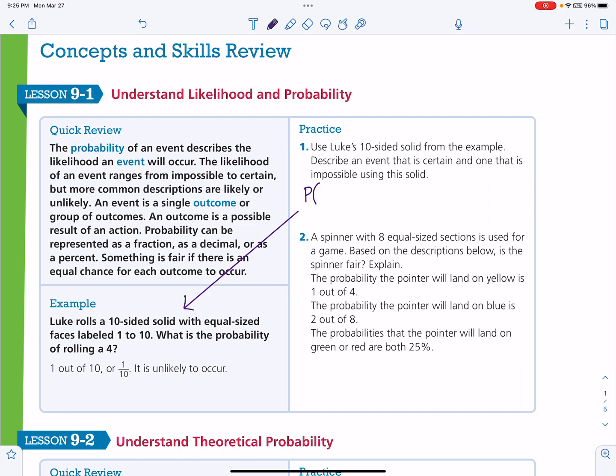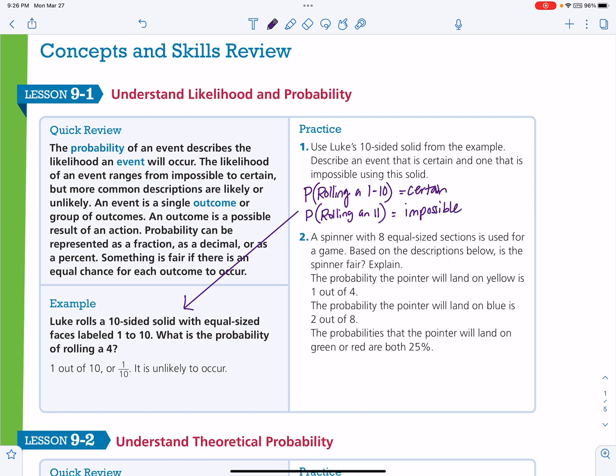So an event that is certain would be the probability of rolling a 1 through 10. I can guarantee that's going to happen. Okay, something, a 1, 2, 3, 4, 5, 6, 7, 8, or 9, or 10. So this is my certain situation. And my impossible would be the probability of rolling an 11. It's just not possible with a 10-sided die.